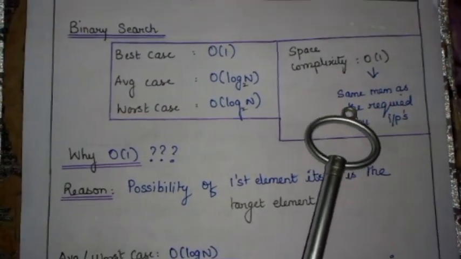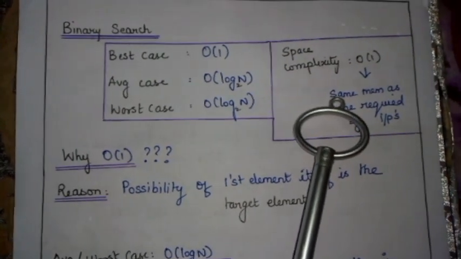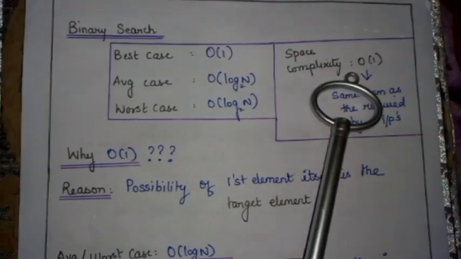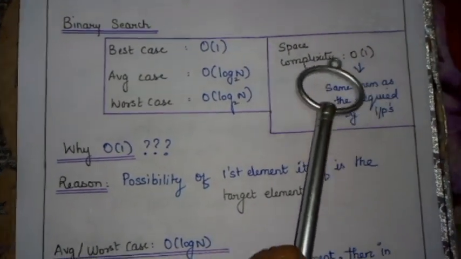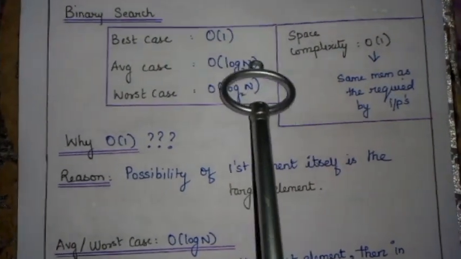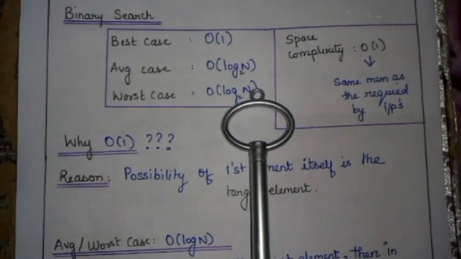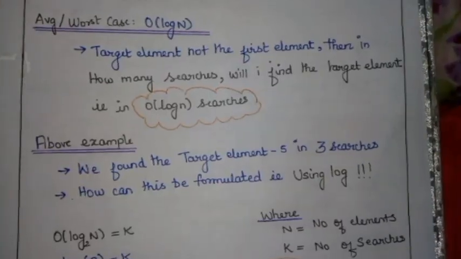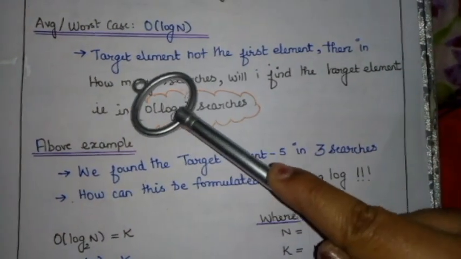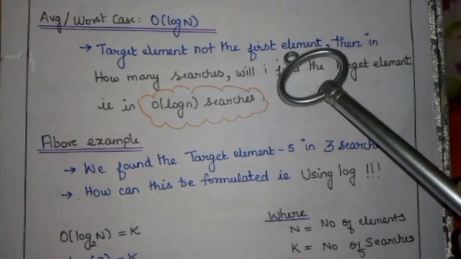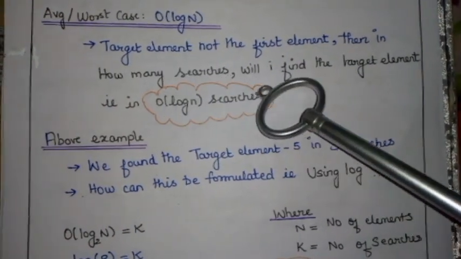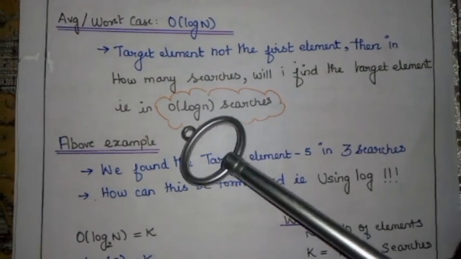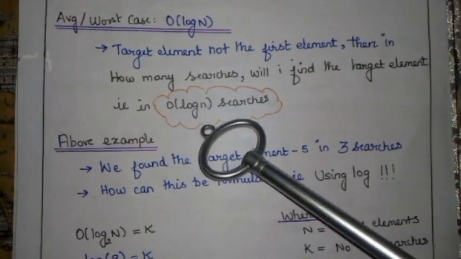You know the reason? The same memory is required as the input. No extra memory is required, so the space complexity is big O of 1. Now let us see the reason why the average and worst case are big O of log n. So here comes the reason: if the target element is not the first element, then in how many searches will I find the target element? That is nothing but big O of log n searches.